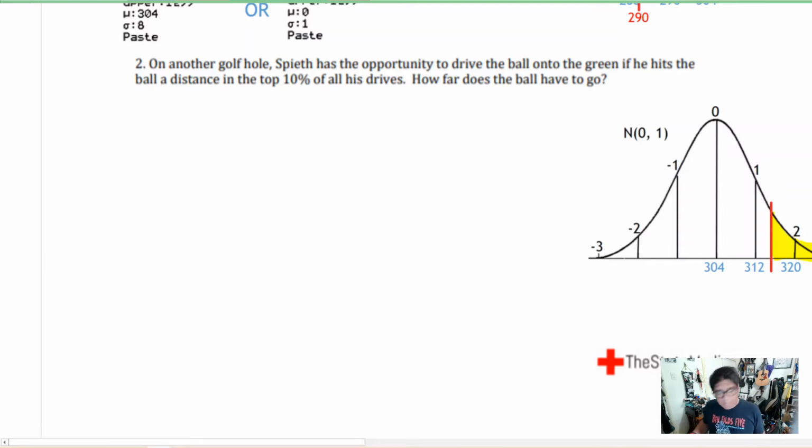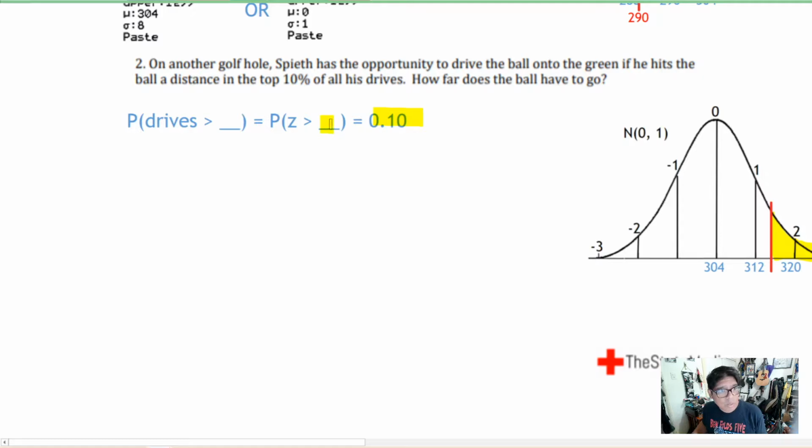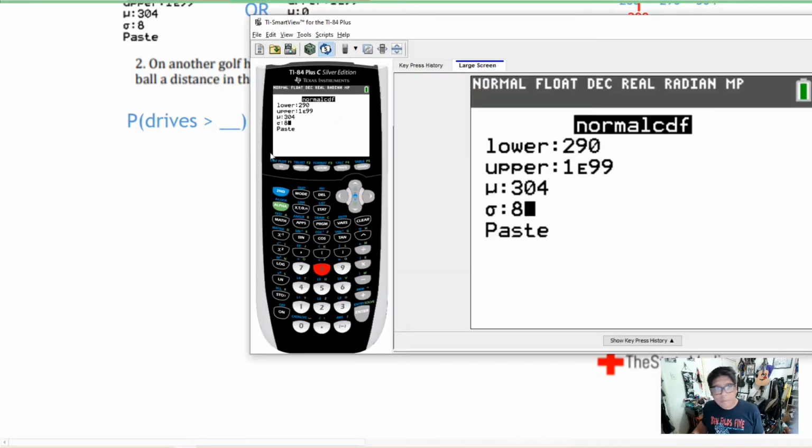I'm going to write down the probability. I'm going to leave the blanks in there so that you can get used to that. So the only number that we know about is this 10% at the very end here. We don't know the z-score. We don't know the drive length. We just know the 10%. So that's a signal for me that I should be using inverse norm. So let's grab inverse norm.